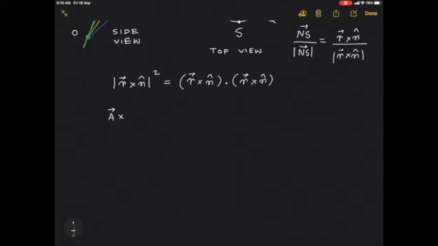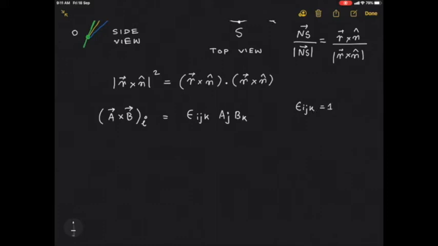Now, here I want to teach you a little bit of vector analysis, because this becomes easier to calculate this way. If I have A cross B, the ith component of A cross B can be written as something called epsilon ijk, the Levi-Civita symbol, times the jth component of A and kth component of B.